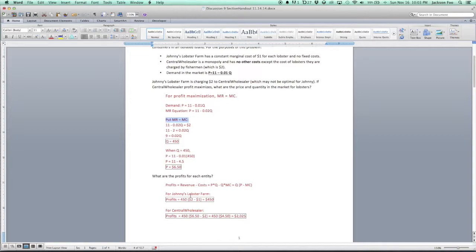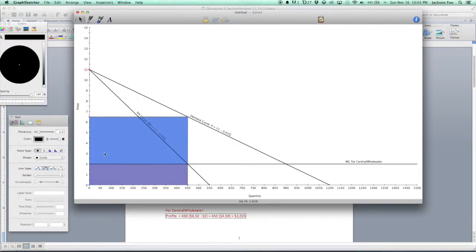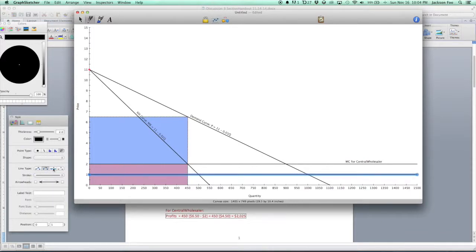Now we have a second part of this question, which is for Johnny's Lobster Farm. What is their profit? Let's see. So we know that they have, again, their constant marginal cost. Can I find it? No, I can't. I'm just gonna try it again. I think I deleted it on the first run. Labeling it, let's see, for Johnny.